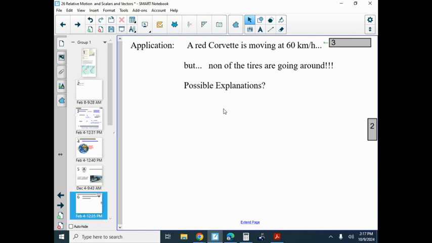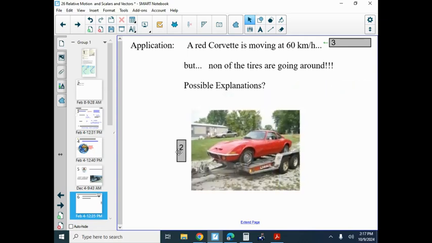The tires aren't twisting. They're not going around and around. What are some possible explanations? Obviously, you might think of something like it's on a trailer or whatever, right?